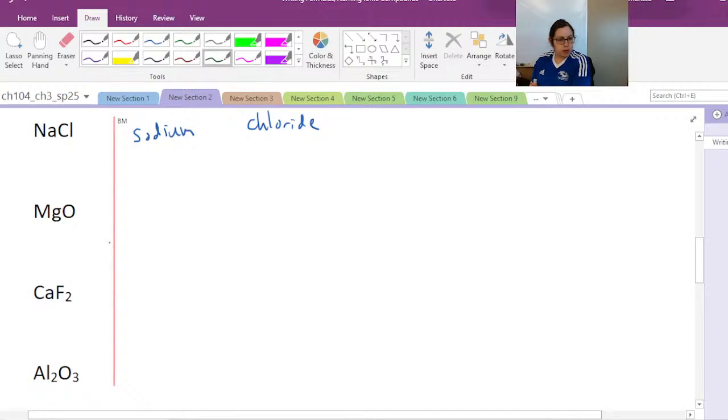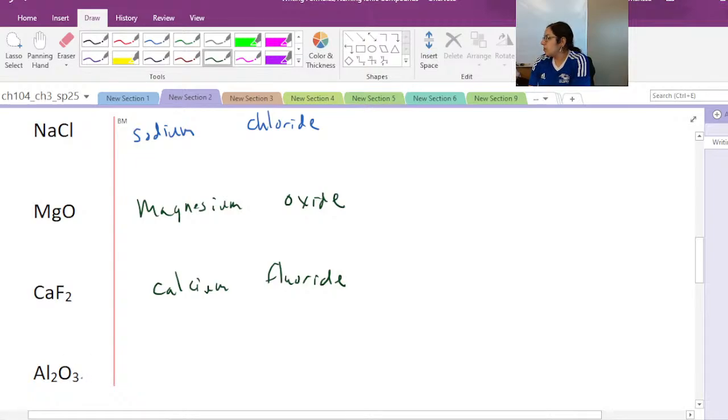So what do we get for MgO? Magnesium oxide. Looks good there. What about CaF2? Perfect. Calcium fluoride. And then the last one? So just aluminum oxide. So save prefixes. All right, so that looks good.